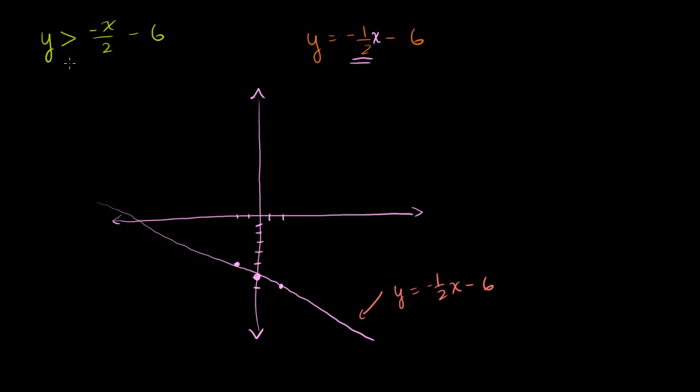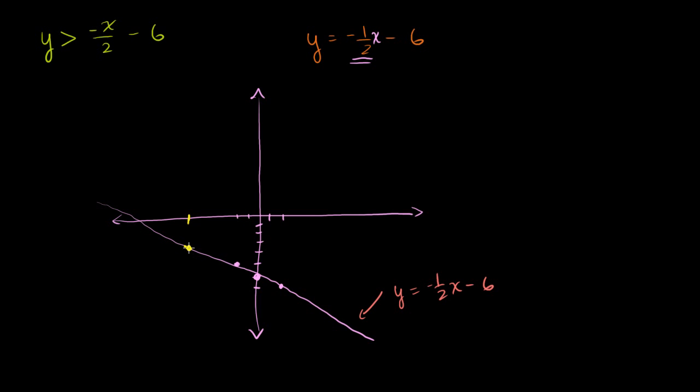Now, our inequality is not greater than or equal. It's just greater than negative x over 2 minus 6. So using the same logic as before, if you take any x, a particular x we want to pick, and you evaluate negative x over 2 minus 6, you're going to get that point right there, the point on the line. But the y's that satisfy this inequality are the y's greater than that.